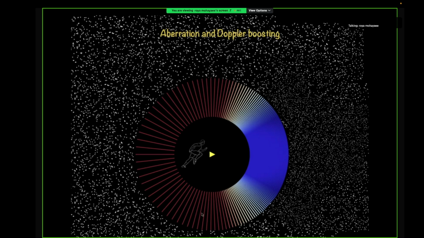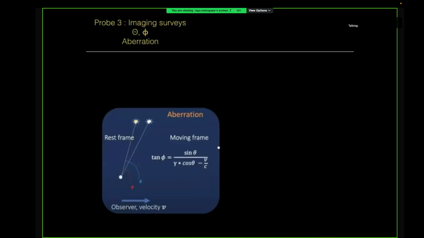But there is a second thing. Not only do you see more sources because you're moving, the frequency of the sources will change. So sources that are in front of you will be blue shifted because of the Doppler effect, and sources that are behind you will be red shifted. So there are two effects.